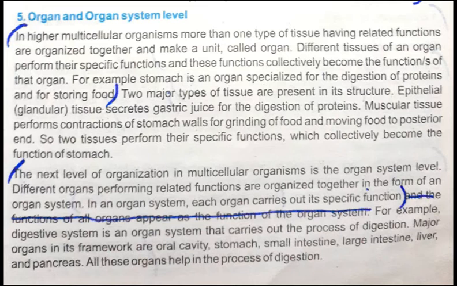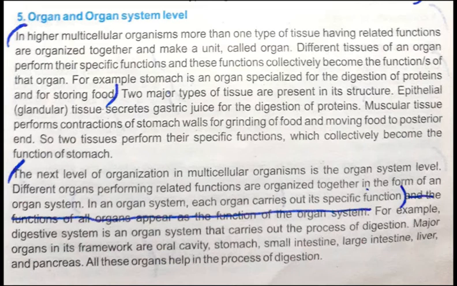Now students, each tissue performs its own function, but we collectively call it the function of the stomach. So students, the next level of organization after the organ level in multicellular organisms is the organ system level. अब बेटे ऑर्गन सिस्टम लेवल में क्या है, डिफरेंट ऑर्गन्स जो है वो ऑर्गेनाइज हो जाते हैं टू परफॉर्म अ स्पेसिफिक फंक्शन, and that is called organ system level.